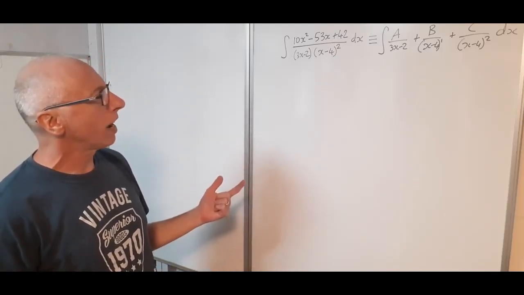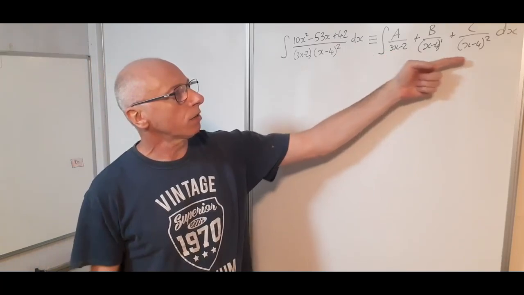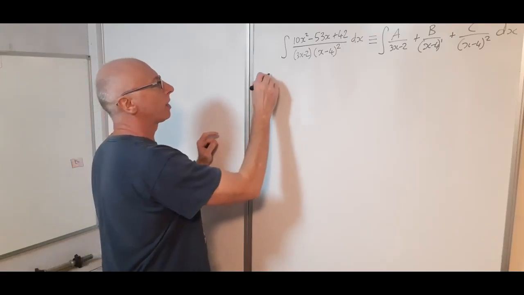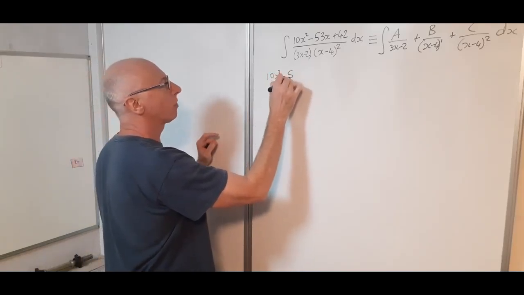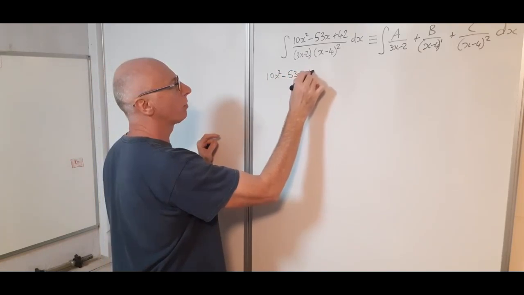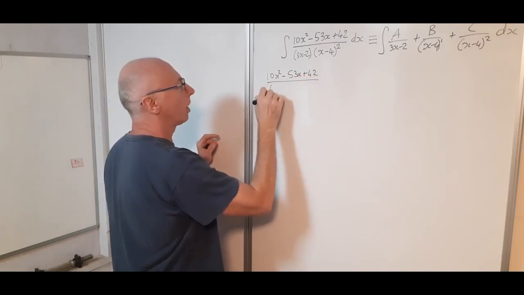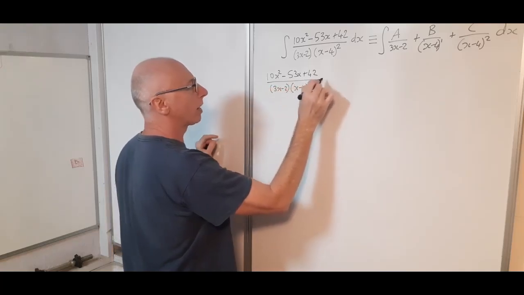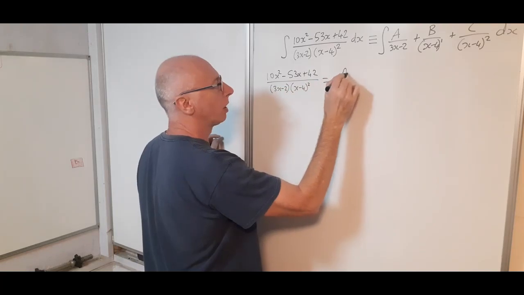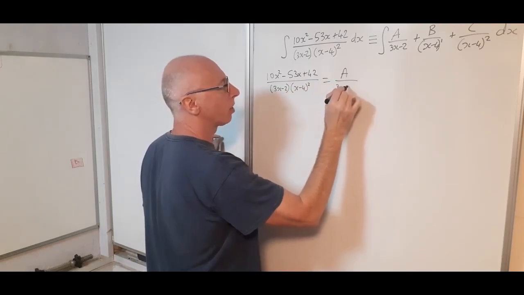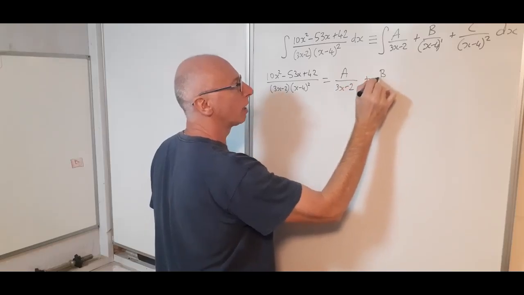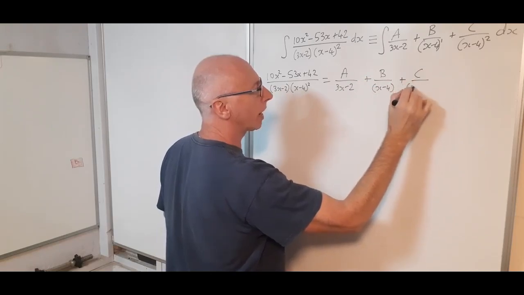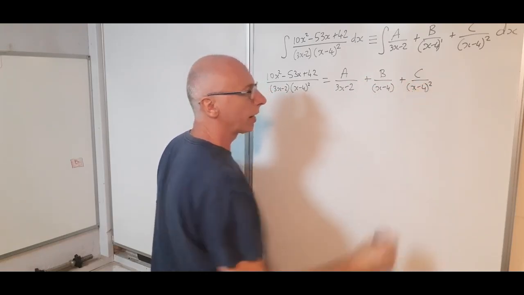So my setup for that, if I just bring this integrand out over here and do it out of the integral, I'll have 10x squared minus 53x plus 42 over 3x minus 2 times x minus 4 squared. Then that will equal A over 3x minus 2 plus B over x minus 4 plus C over x minus 4 squared.